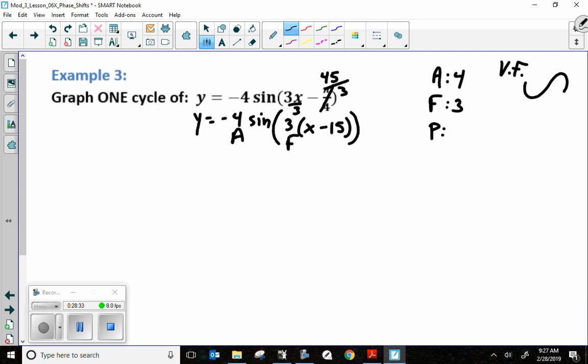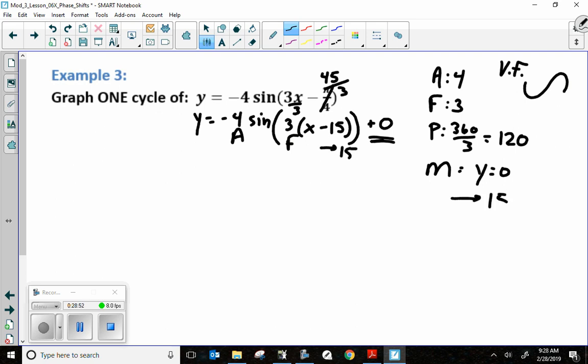My period would be 360 divided by 3, which is 120. My midline, there's nothing there, so that's still going to be y equals 0. And my left or right movement, this is telling me I'm going to move right 15 degrees. So I'm going to move right 15 degrees.